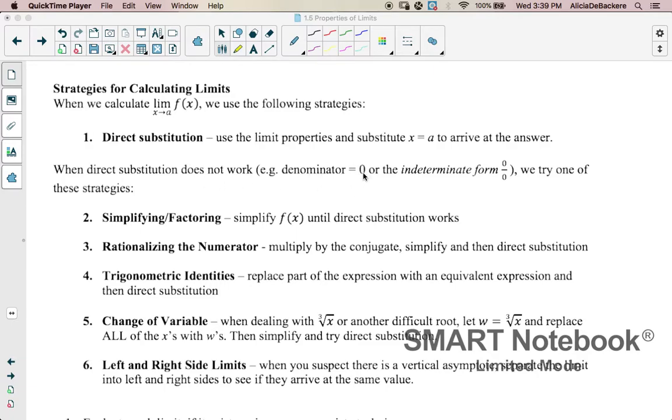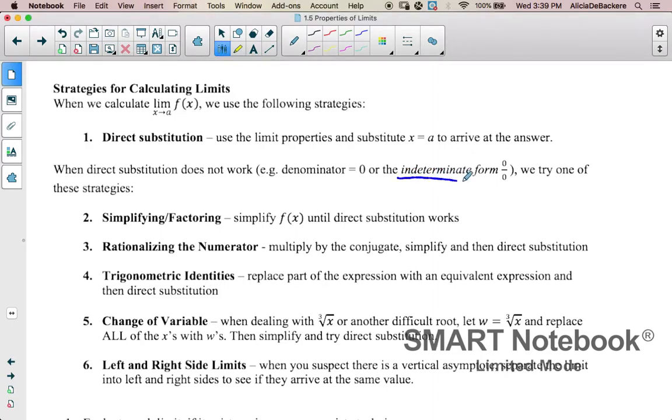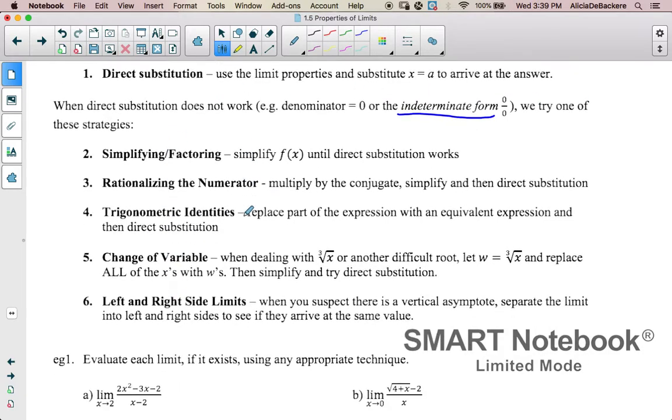Sometimes the denominator is equal to 0, or sometimes we get something called the indeterminate form. This is a phrase you're going to see throughout any calculus courses that you take, and that means when you get 0 over 0. So whenever I get one of these two things, I'm going to try one of these other strategies, and you've already worked with a few of these.